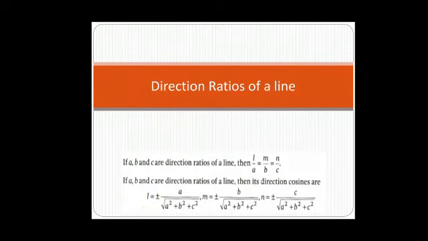Now let us understand what are direction ratios of the line. If A, B, C are the direction ratios of the line, then L upon A is equal to M upon B is equal to N upon C.